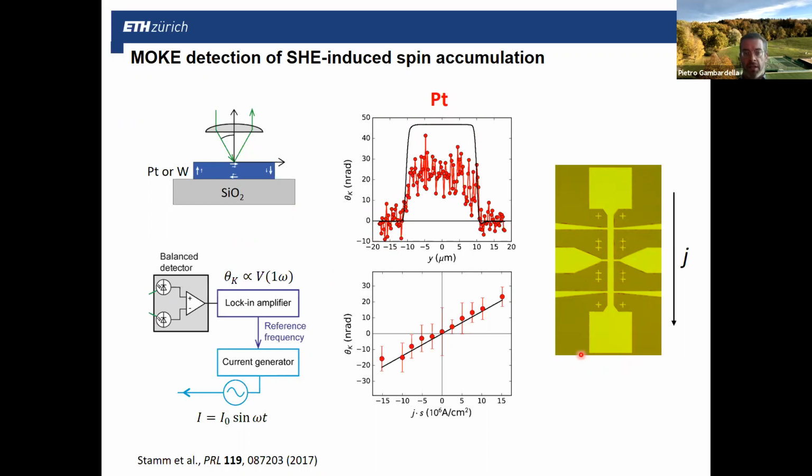Okay. So this Kerr signal is extremely small. It's of the order of a few tens of nanoradians for currents that are already of the order of 10 to the 7 amperes per square centimeter. So it's quite a large current.